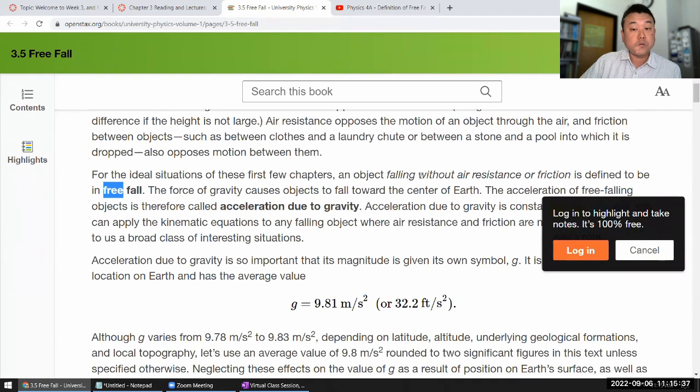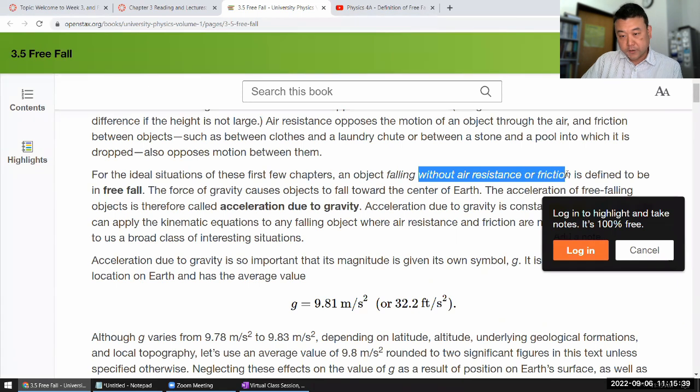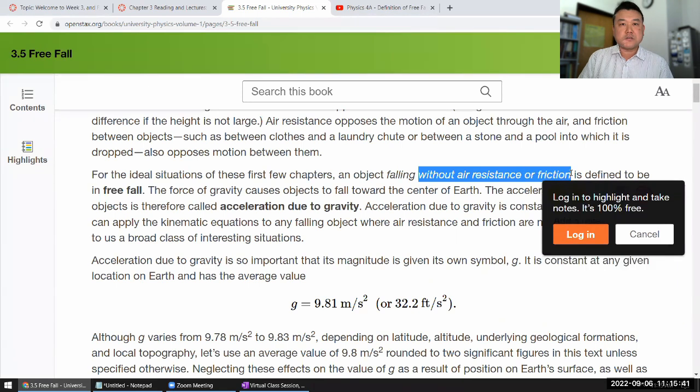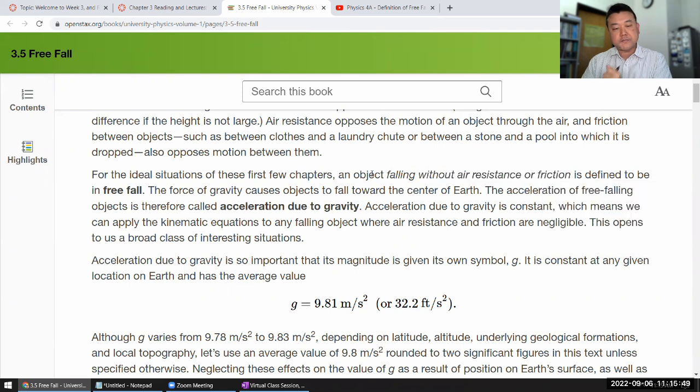So, object falling without air resistance or friction. And I guess in some sense what we mean by falling is that this object is not touching anything else. So that's what free fall is meant to describe. And there's an aspect of it that's a bit stilted, awkward, confusing. And that's because we are trying to describe free fall without having all the tools to actually describe free fall.